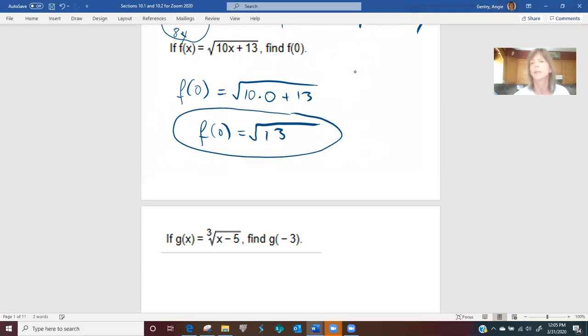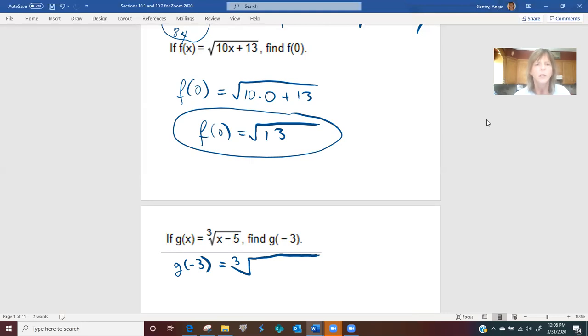Sometimes something here will clean up and it will simplify. So like on the next one, g of x is the cubed root of x minus 5. These graphs are cool, but we don't have time to do graphs right now, but that's okay. I like the square root graphs too, but it's okay. The nature of this semester is that we're going to remove some of the non-essential.